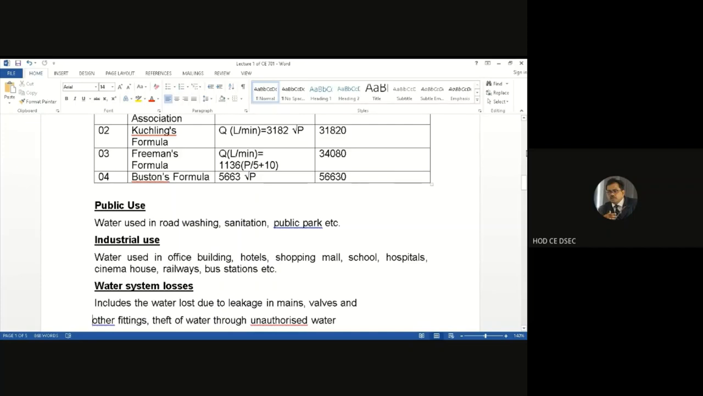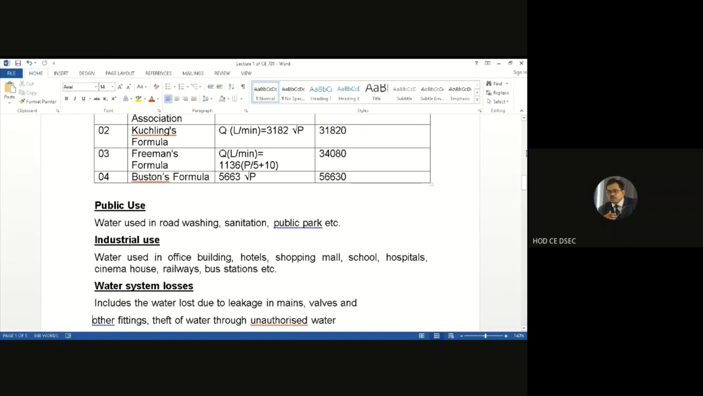Now what are the public uses? Water used in road washing, sanitation, public parks, etc., are categorized as public use water. That means the water used for public community purposes.